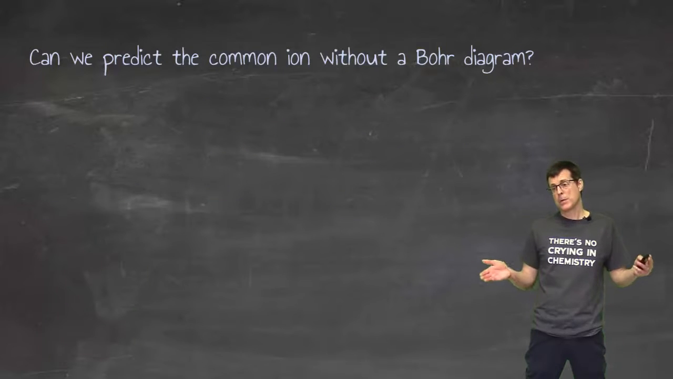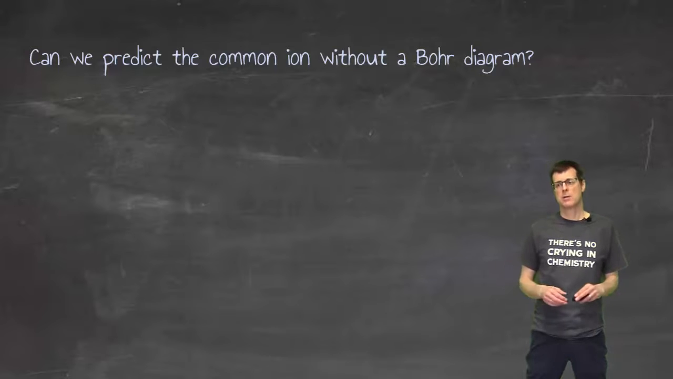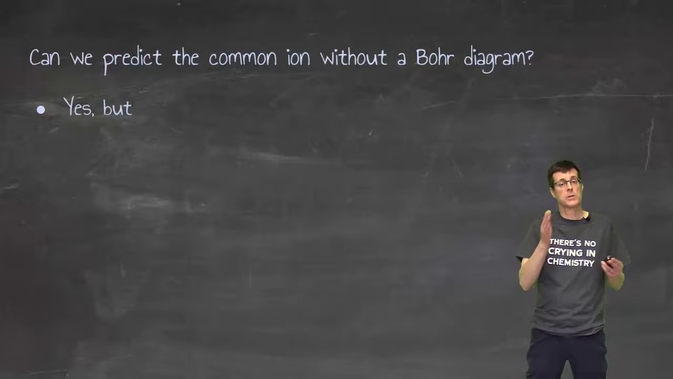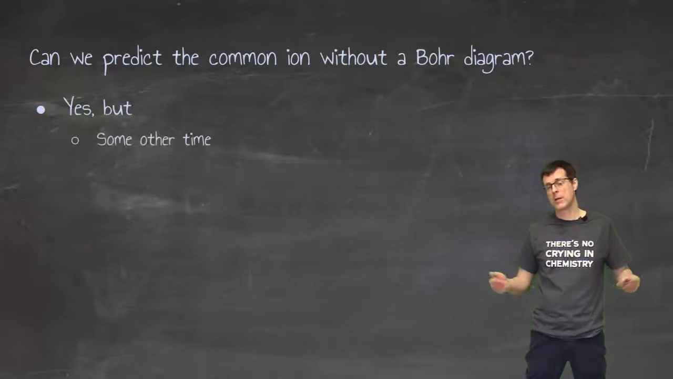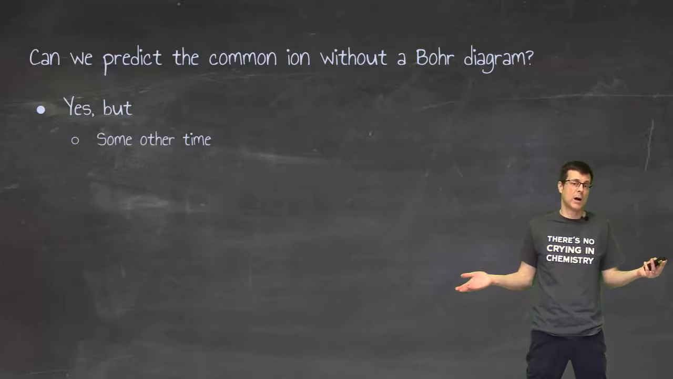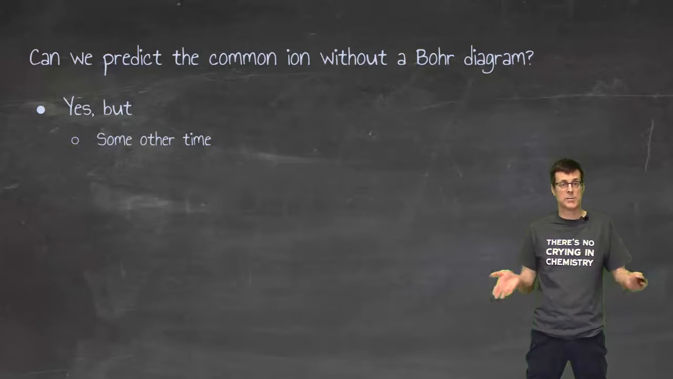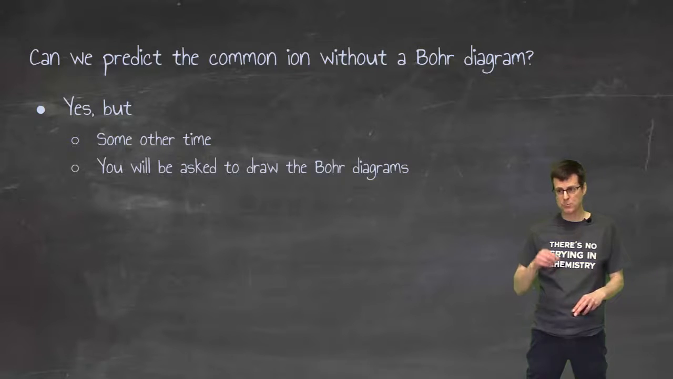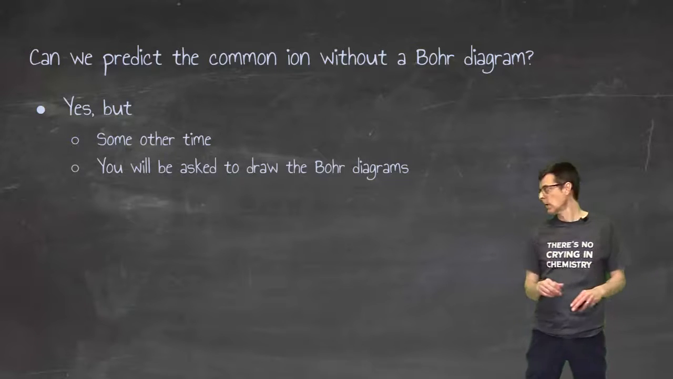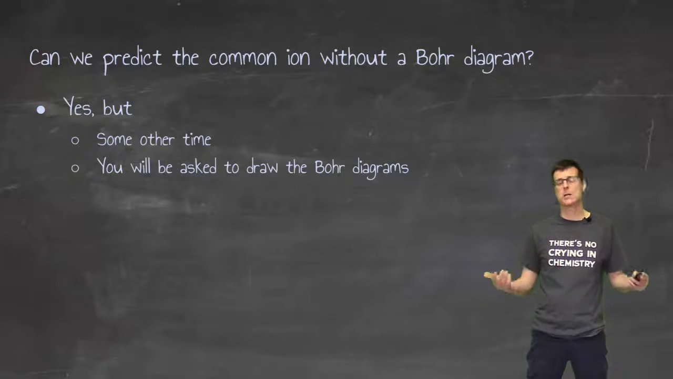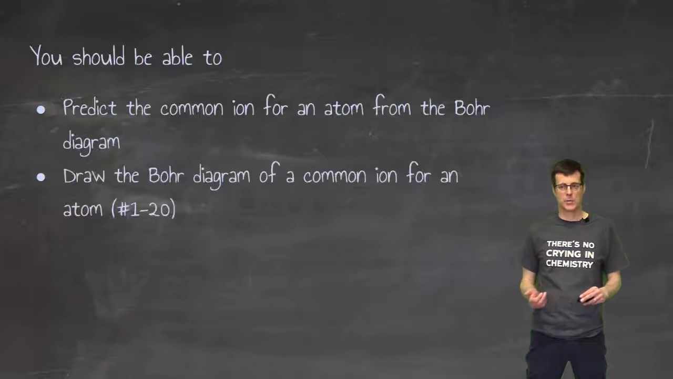Okay, so if you don't have a Bohr diagram, can you predict the common ion? And the answer is yes, using the periodic table. Once we understand the patterns in the periodic table, then that's going to be the way we use it. However, our job right now was common ions, Bohr diagrams of those common ions, so that's what we're going to be doing. As I said before, I'm not a huge fan of Bohr diagrams, so we won't be drawing them a lot, but you do need to be able to draw a few of them.